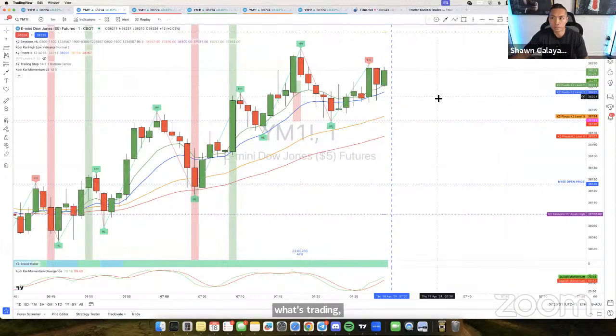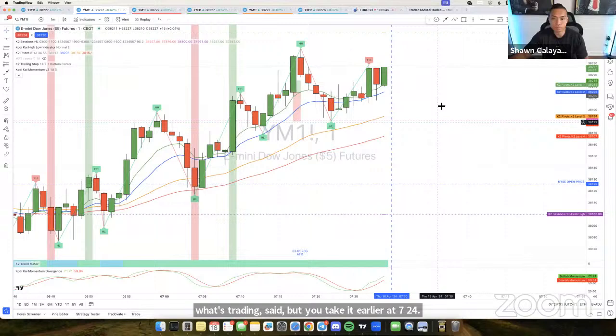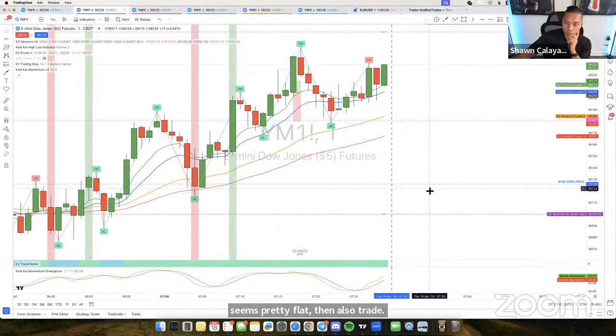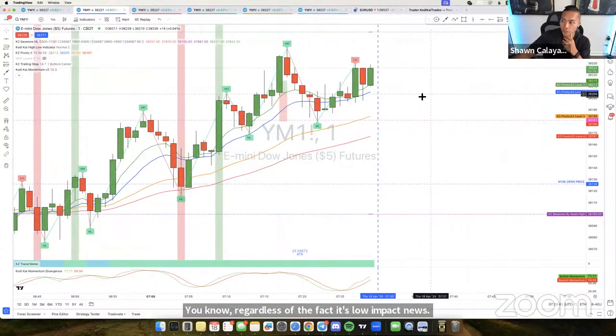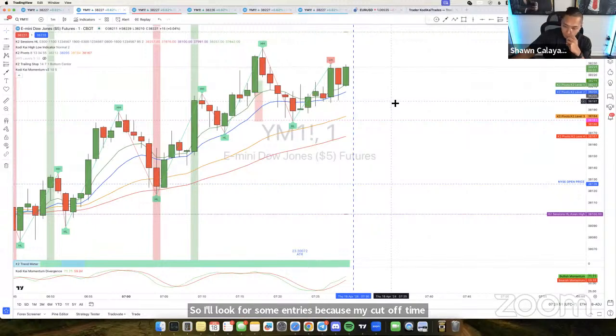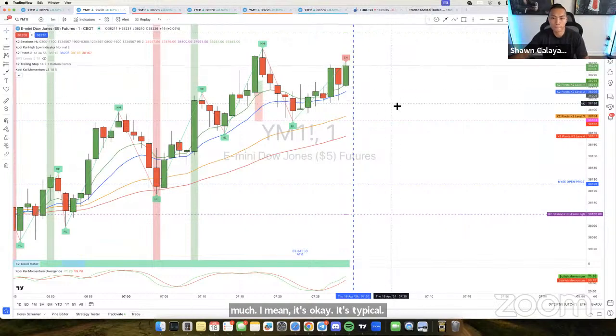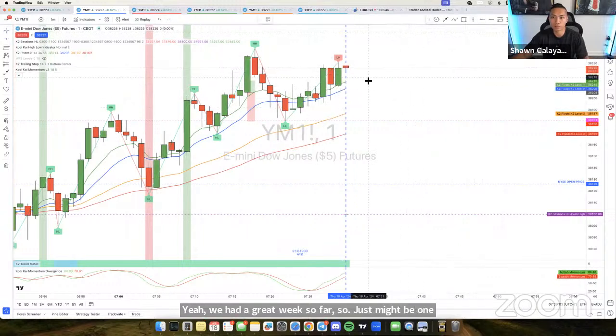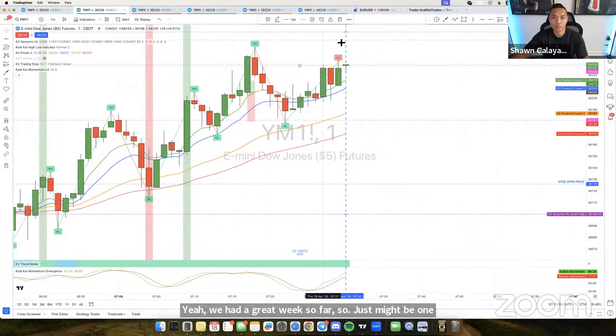Other than that, we got news coming up right here, guys, in a few. So if I don't see anything happen here with news and the news seems pretty flat, then I'll still trade, regardless of the fact it's low impact news. So I'll look for some entries, because my cutoff time is like 7:40 for actual entry. But this market today is just not really moving very much. I mean, it's okay. It's typical. We had a great week so far, so it just might be one of those days where there's legitimately no entries available. All right, so we got news right here, guys, at 7 o'clock.